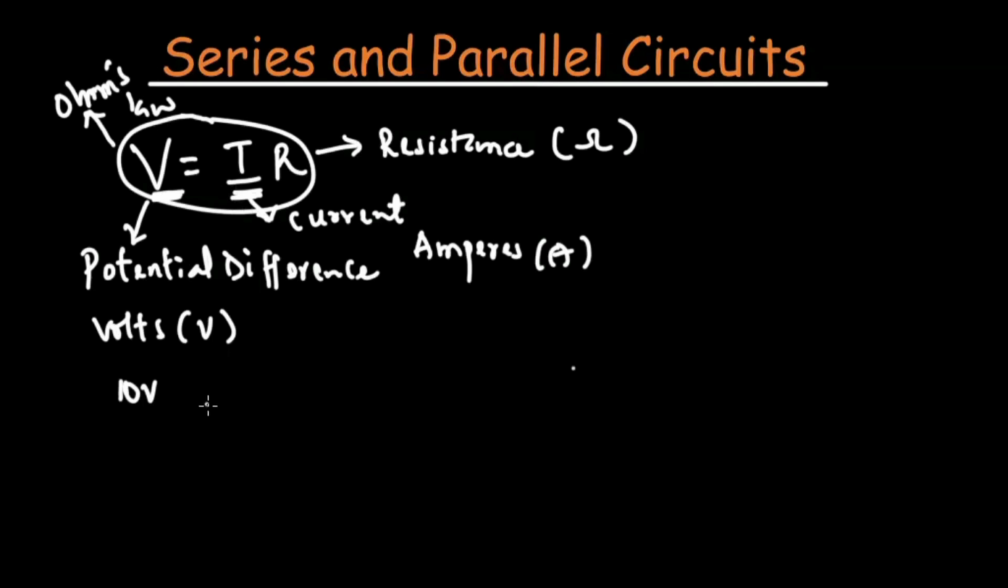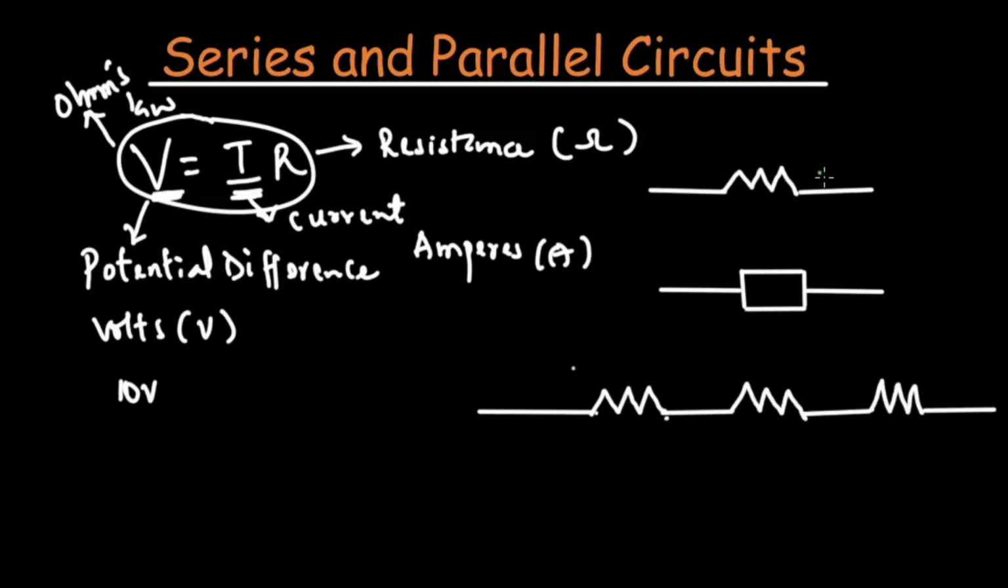Alright, now let's look at series circuits. How does a series circuit look, and how do we evaluate series circuits? So here, this is a resistor. We have a diagram of a resistor, and a resistor can look like this, and it can also look like this. This is also a resistor. Now, when we have one or more resistors connected together in this manner, this is a series connection. And if a current is made to pass through this connection, this current will not change. The current will remain the same.